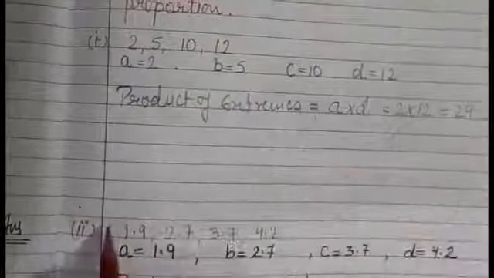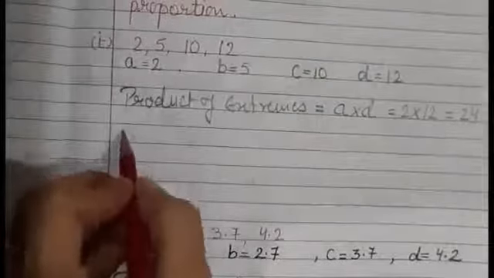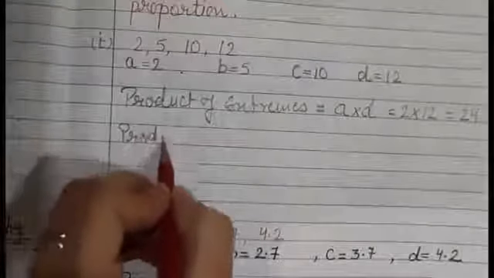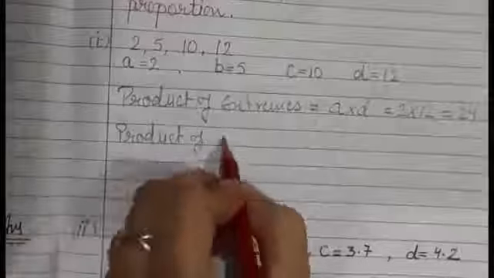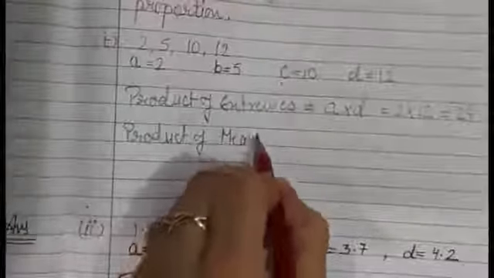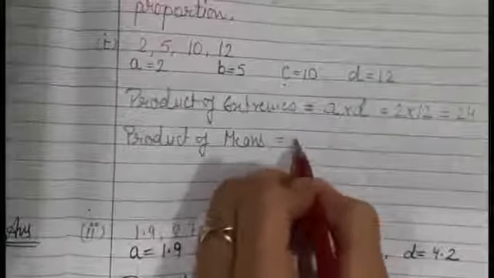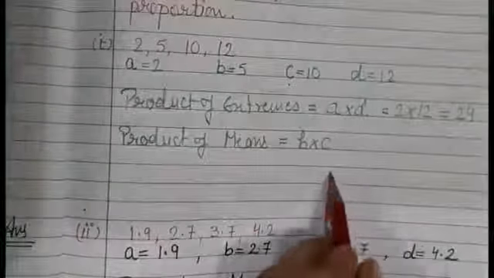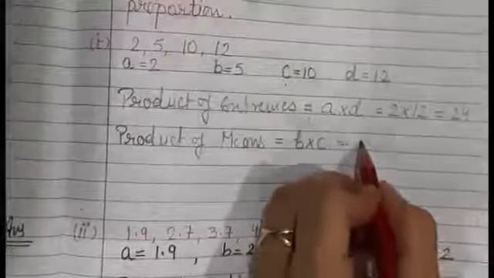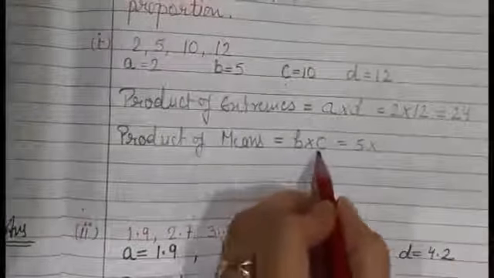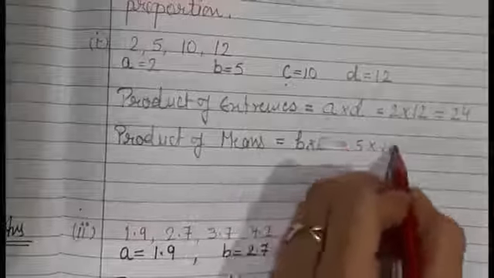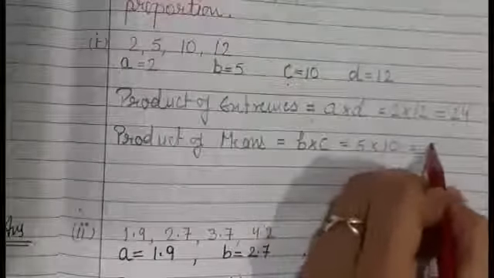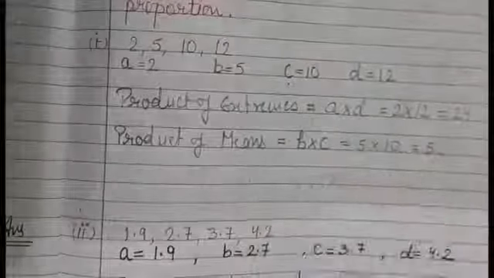when we solve, 24 will come. Clear? Now calculate the product of means. Product of means means B into C, right? So when we put 5 instead of B and 10 instead of C, 5 into 10 will come as 50.